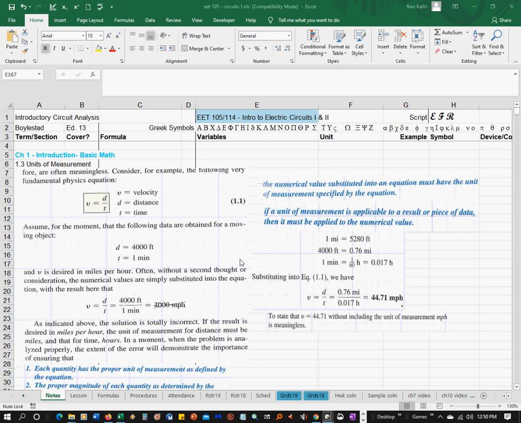EET 105, Chapter 1, Introduction to Basic Math. Okay, the first thing we've got to go over is Section 3, Units of Measurement.